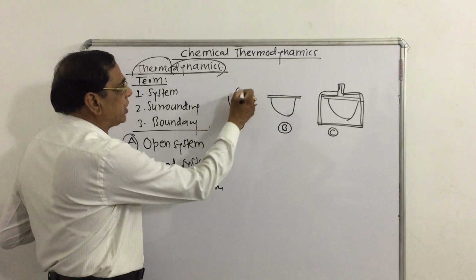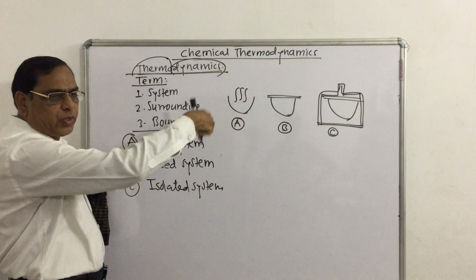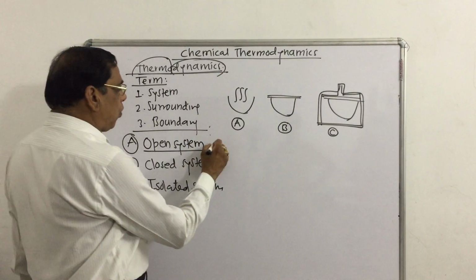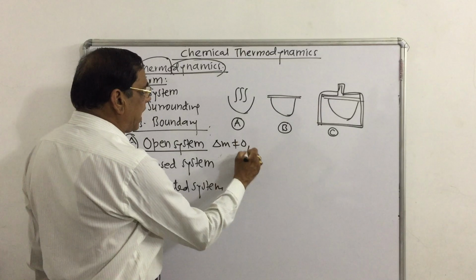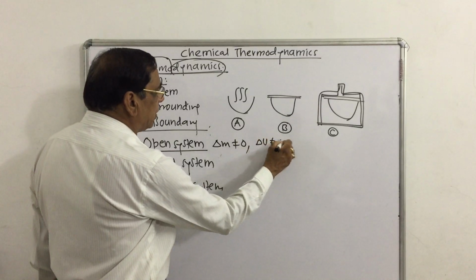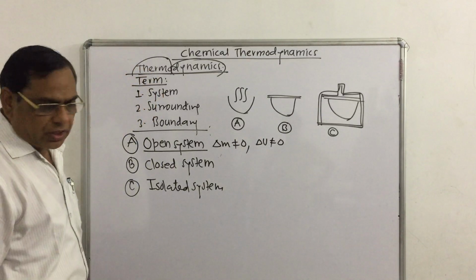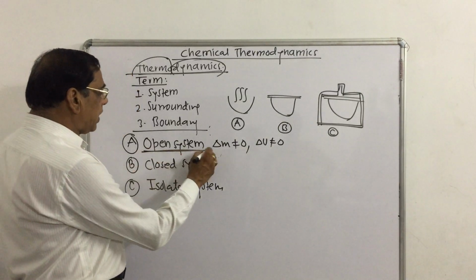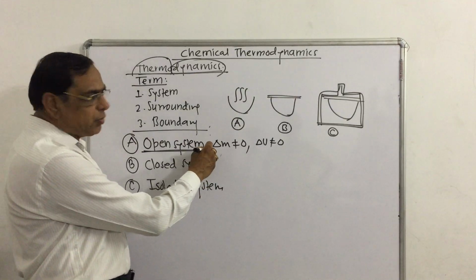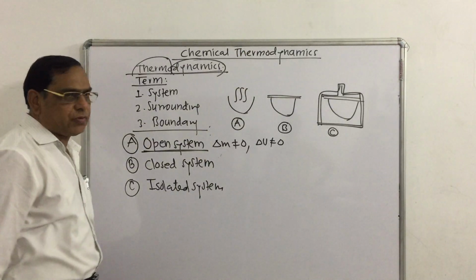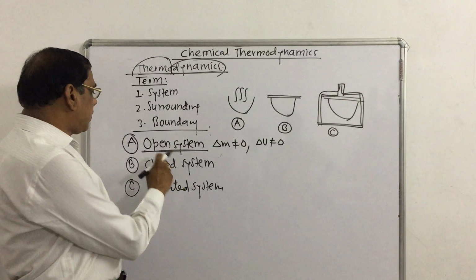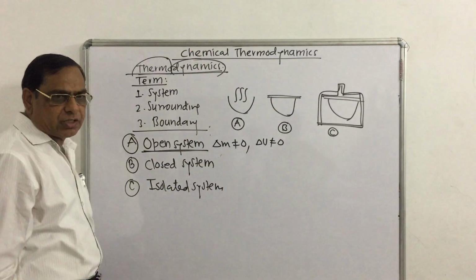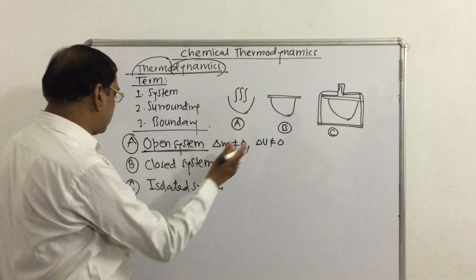So what is meant by open system? It can exchange energy as well as matter with the surroundings. That is called an open system. So in an open system, mass as well as energy does not remain constant. Energy is denoted by the letter U. So an open system is a system which can exchange energy as well as matter with the surroundings. Energy can be exchanged, and we can add or remove mass.